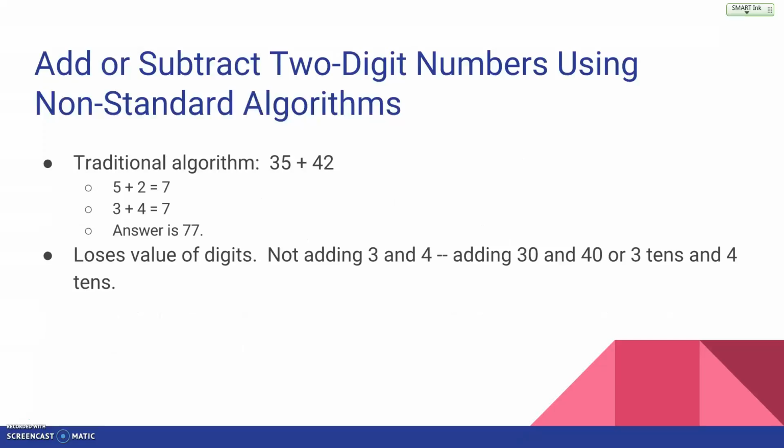In the traditional algorithm, again, we just kind of lose the value of the digits. You know, if we're doing 35 plus 42, we are adding a 3 and a 4, not thinking about adding 30 and 40 or 3 10s and 4 10s. So we want to help them think more deeply about the numbers.